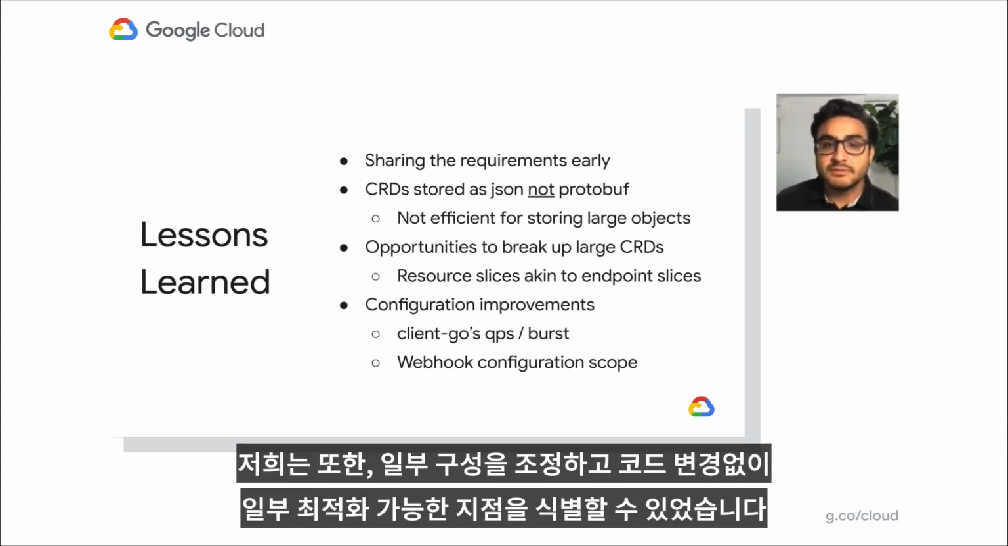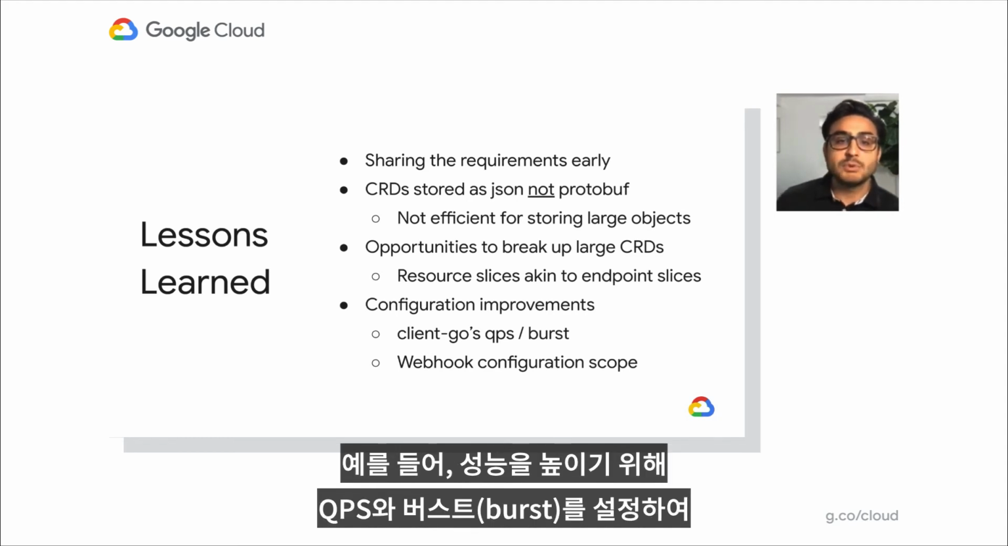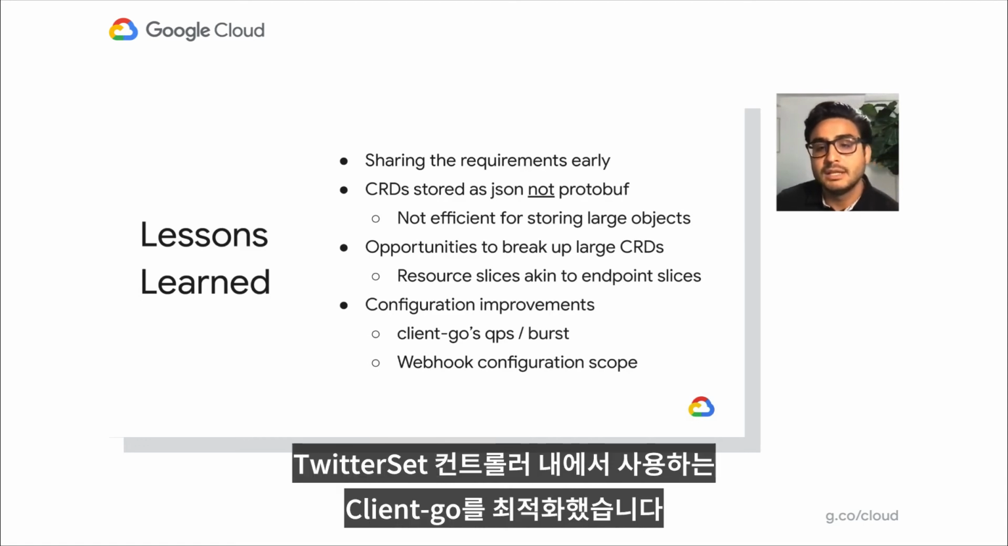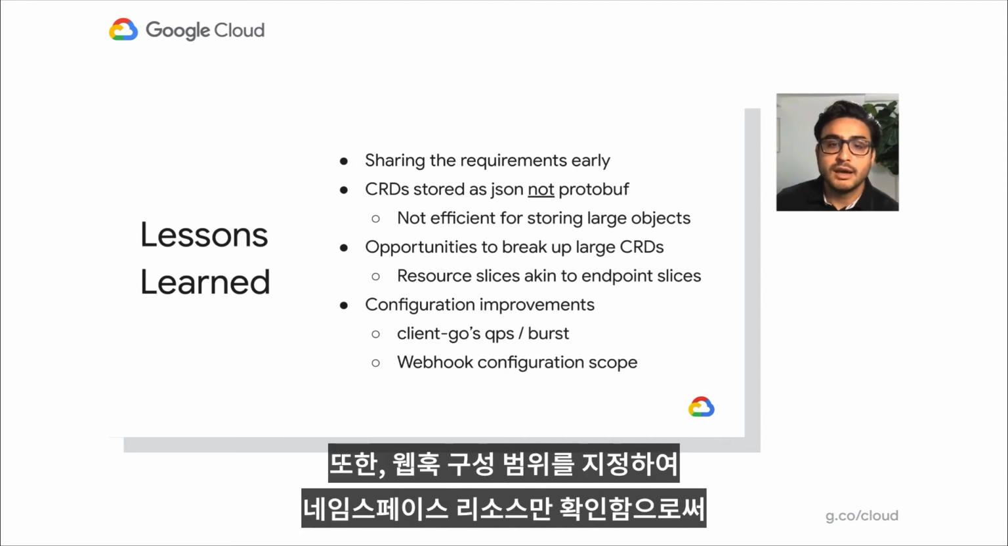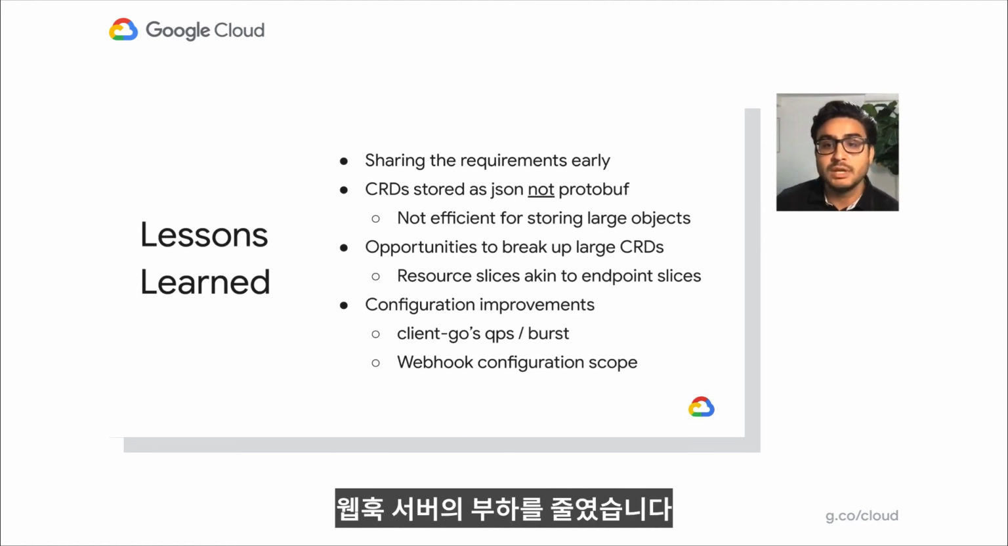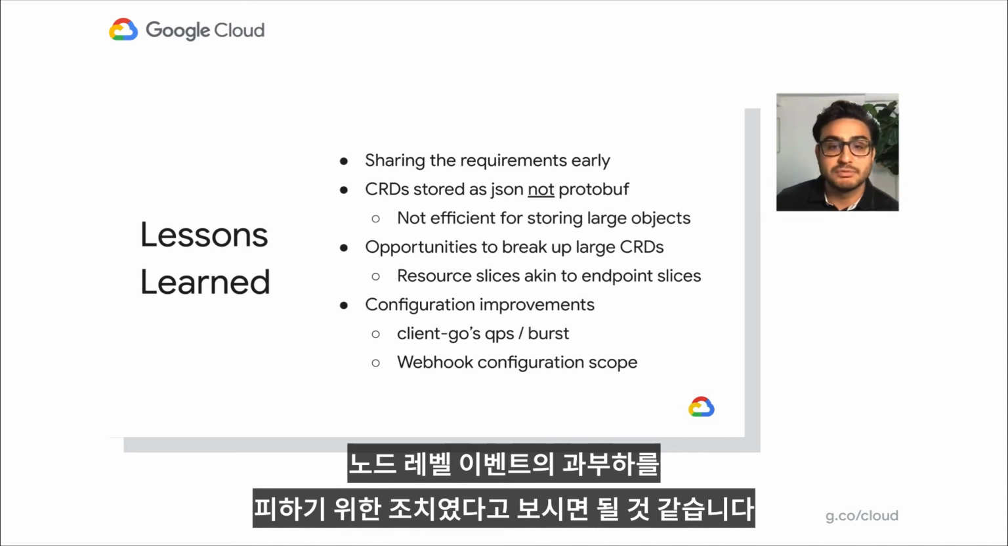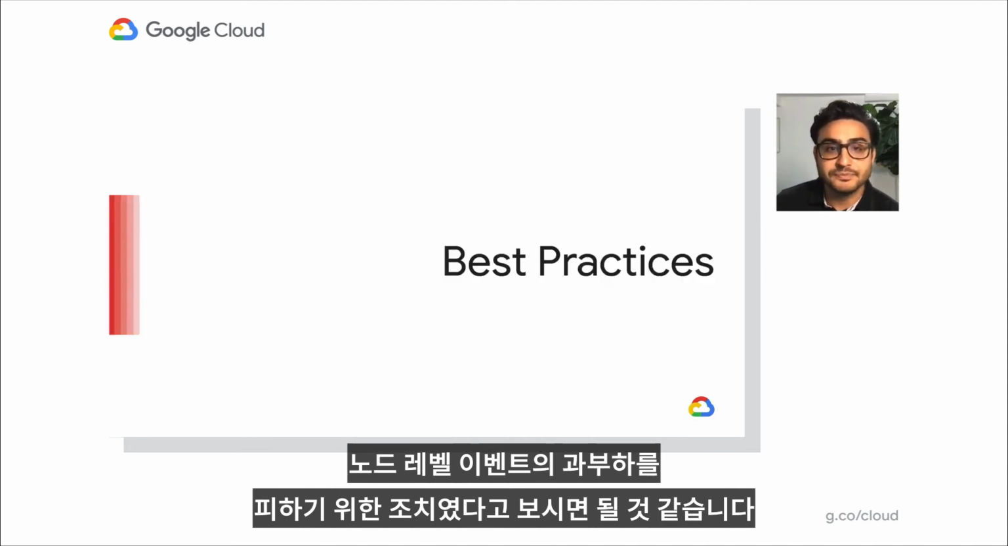We also identified some optimization points by just tuning some configuration, with no code changes. For instance, we optimized the client-go that we use inside our Twitter set controller by setting the QPS and burst to improve its performance. We also reduced the load on the webhook server that we have by scoping the webhook configuration to only look at namespace resources, and this was done to avoid the flood of node level events.